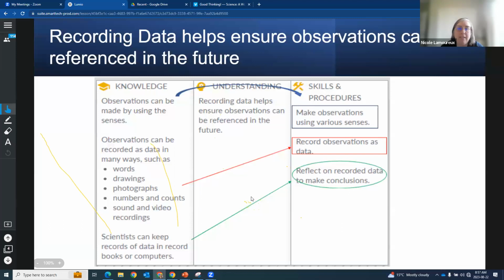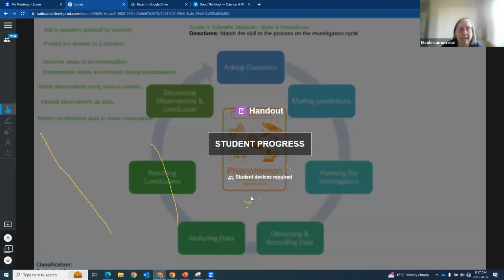And I love this because sometimes we would just get our students to make observations and record them, but actually getting them to look it over in order to answer the question. So that's really important as well. Okay, so now is the little handout.